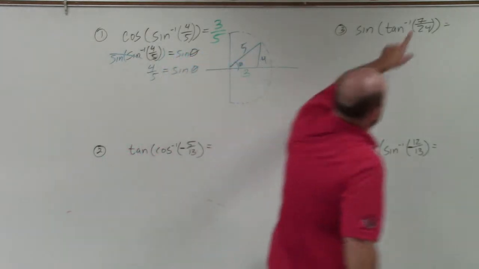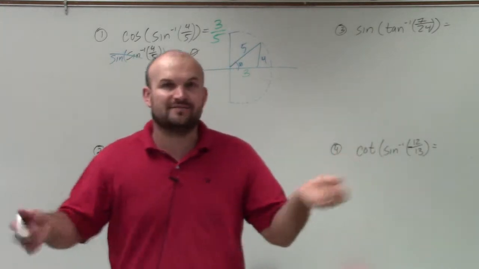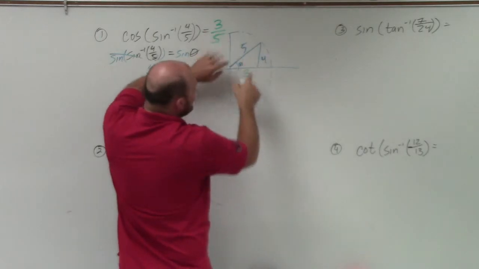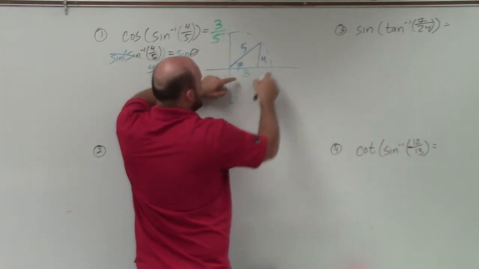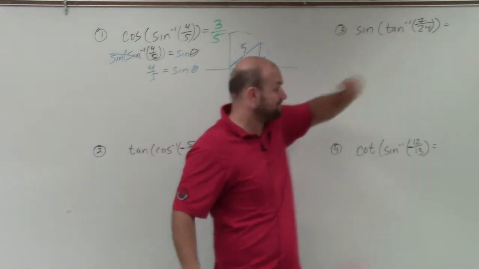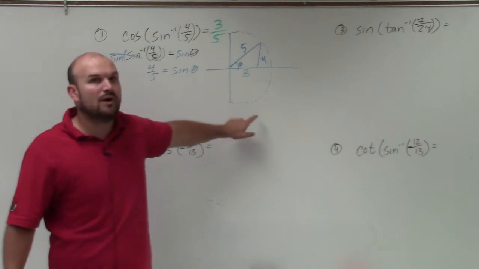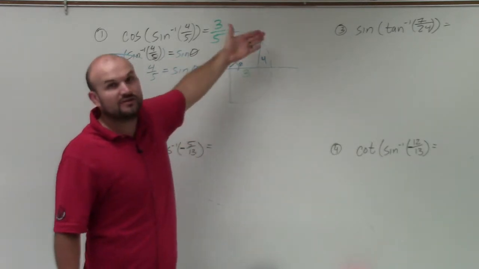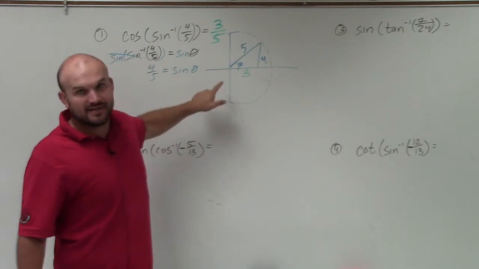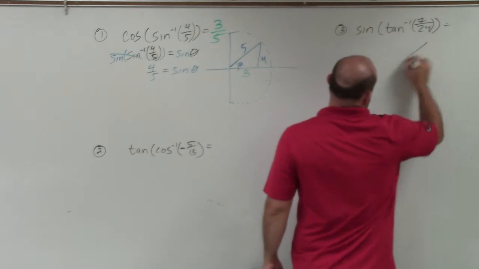So if the opposite and the adjacent side are both positive, tangent is only positive in the first and the third quadrant. But remember, just like sine, tangent only has a restricted range for your inverse function, because we are taking the inverse of tangent. Inverse tangent only has a range in the first and the fourth quadrant. So I can only draw a triangle in the first and the fourth quadrant. Therefore, my tangent in the negative quadrant can't be. This has to be in the first quadrant. So I'm going to draw a triangle in the first quadrant.